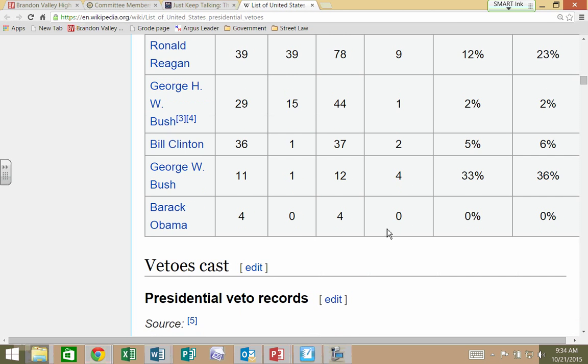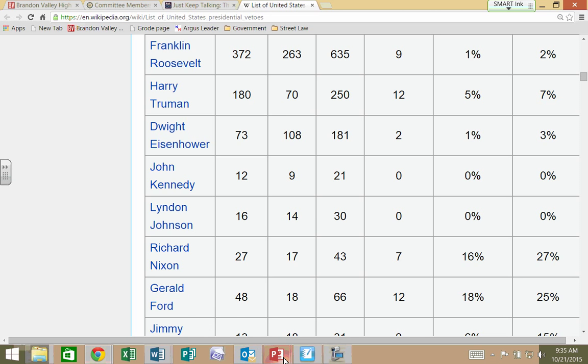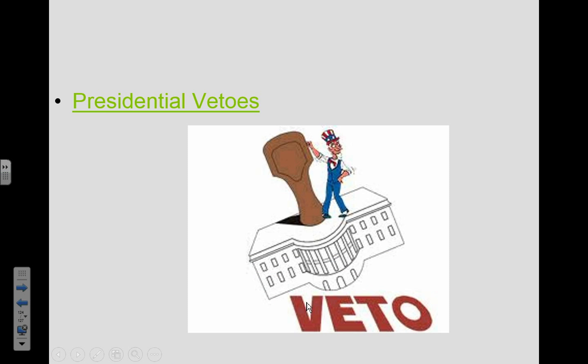President Barack Obama has had 4 vetoes total, 0 overridden. George Bush, 11 or 12 total vetoes, 4 of them overridden. That's actually a fairly high percentage of his bills being overridden. Vetoes are not often overridden, which is important because it means the president's veto power is a major power in the legislative process. If a bill passes the House or Senate but it doesn't have a 2/3 majority and the president vetoes it, that bill's not going to become law. And it's hard to override a presidential veto.